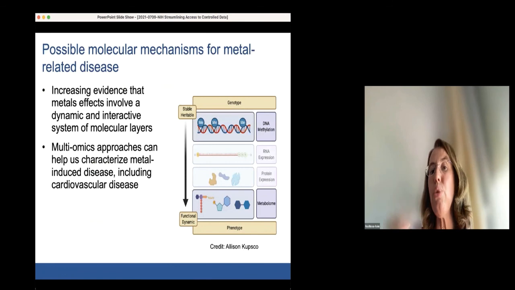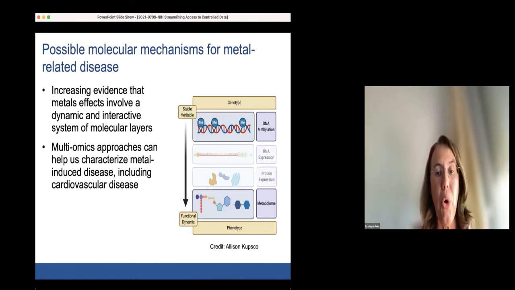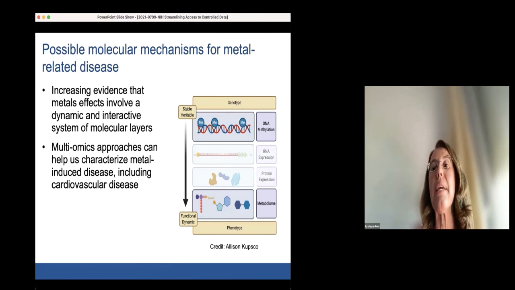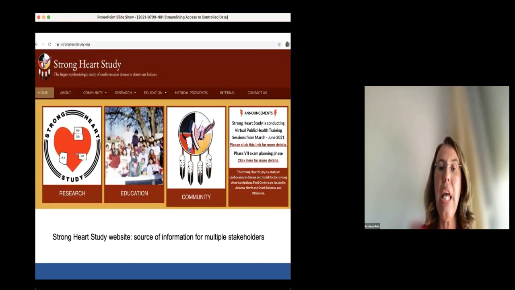And as we move into more complex omics research, incorporating multiple layers of complexity from genetics, methylation, protein expression, metabolomes, this is going to require even more close work with our tribal communities to ensure that they value the science, they understand the science, and they want and are interested in being engaged in this science.